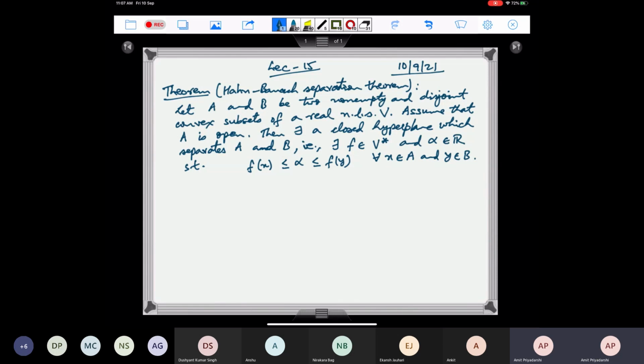So if you look at the hyperplane in this case, it is given by f of x equal to alpha, and then we are saying that for every x in A, f of x is less than or equal to alpha, and f of y is bigger than or equal to alpha. So A and B are on the opposite sides of this hyperplane. This is the geometric meaning, and that's why this is called the Hahn-Banach separation theorem. We used the Hahn-Banach theorem for the previous proposition, so we'll make use of that last proposition to prove this result.